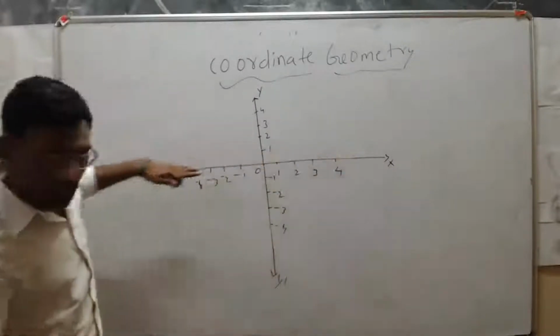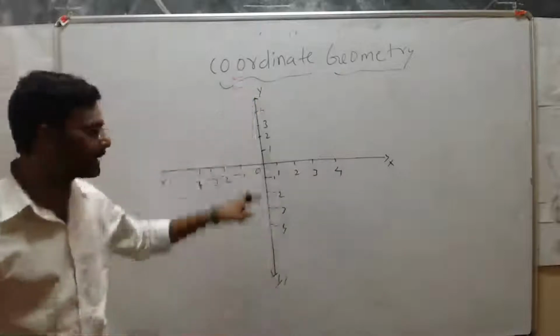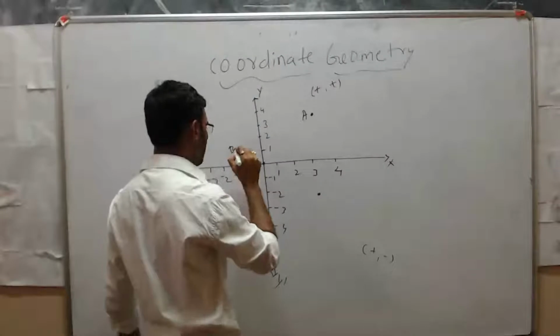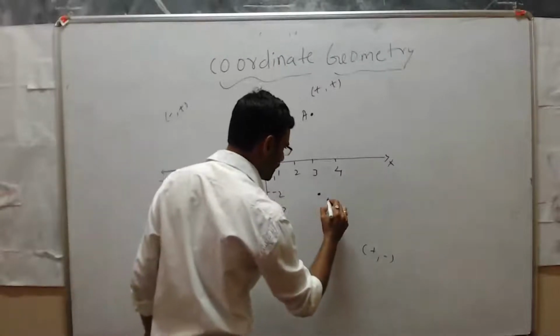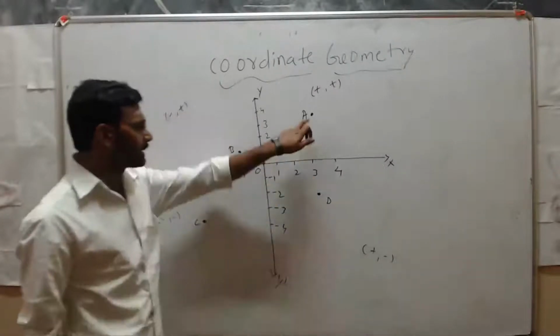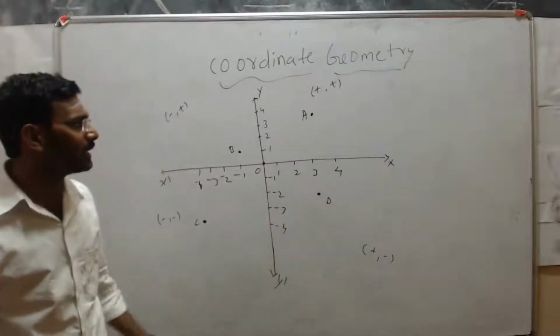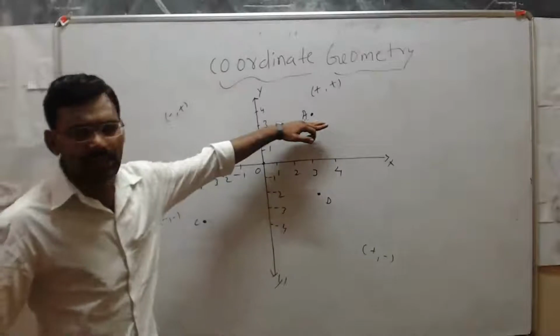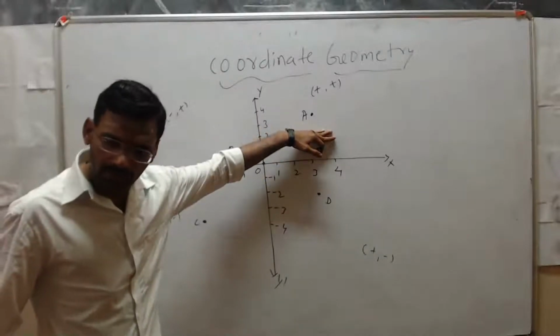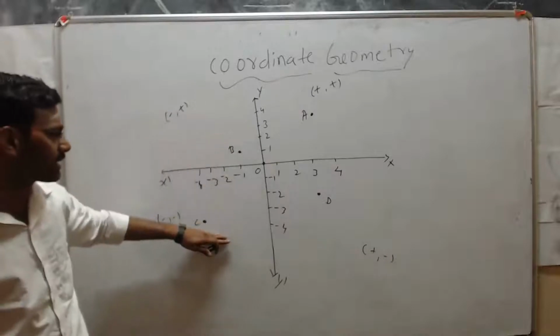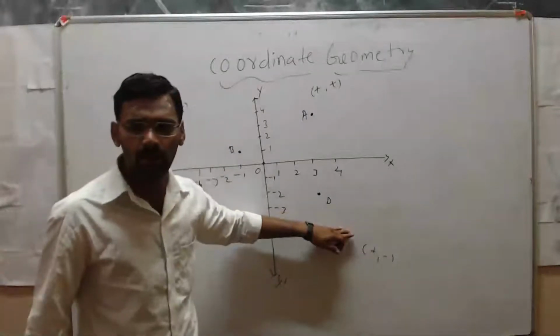This is horizontal, this is vertical. This is the origin. It is point A, point B, point C, point D. Point A is in the first quadrant, point B is in the second quadrant, point C is in the third quadrant, and point D is in the fourth quadrant.